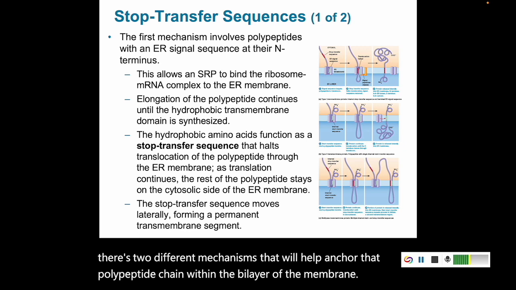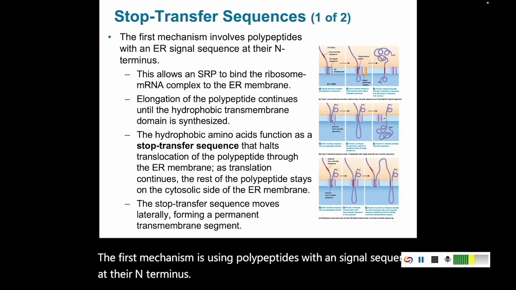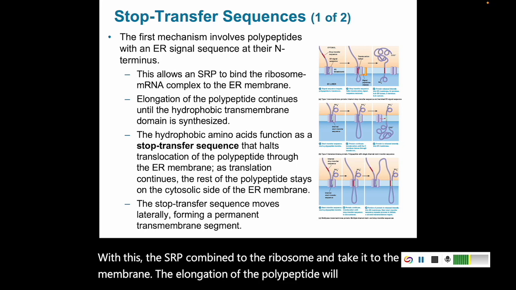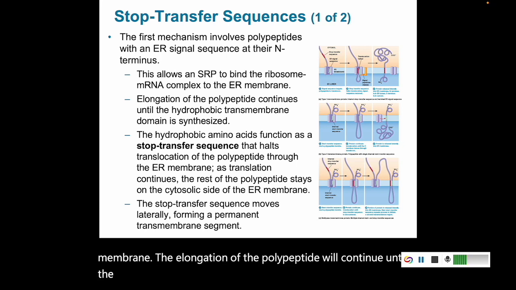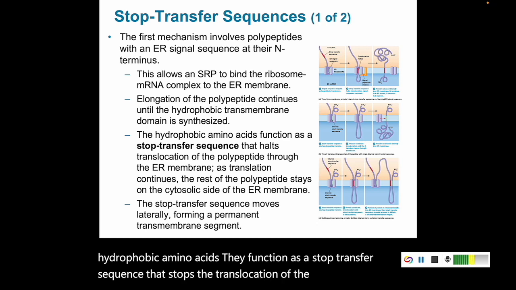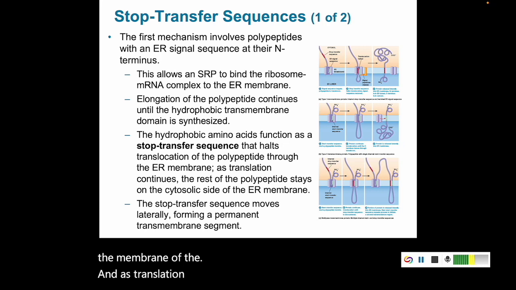The first mechanism is using polypeptides with an ER signal sequence at their N-terminus. With this, the SRP can bind to the ribosome and take it to the ER membrane. The elongation of the polypeptide will continue until that hydrophobic transmembrane domain is synthesized. And those hydrophobic amino acids function as a stop transfer sequence that stops the translocation of the polypeptide through the membrane of the ER. And as translation continues, the rest of the polypeptide will stay in the cytosolic side of the ER.